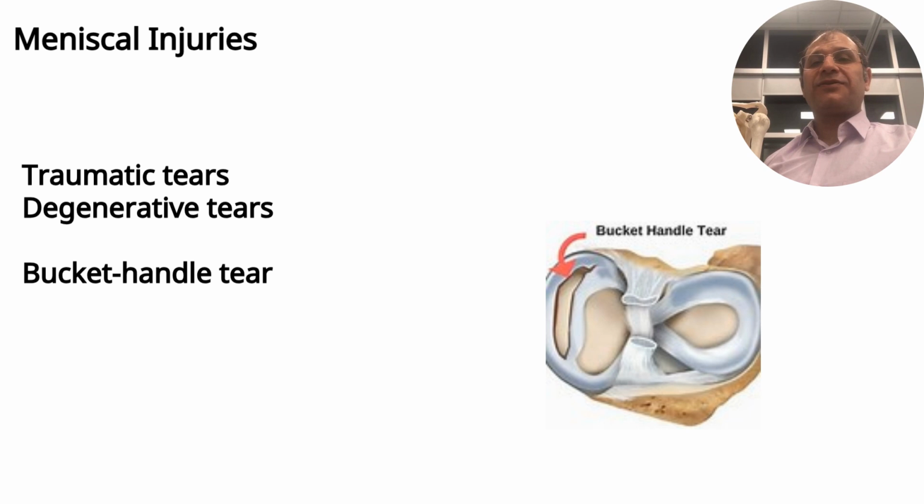Attempting to force the knee into full extension in this state can lead to further damage to the meniscus or excessive stretching of the anterior cruciate ligament. While less common, bucket handle tears can also occur in the lateral meniscus.